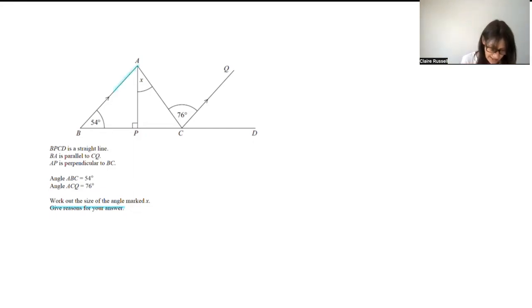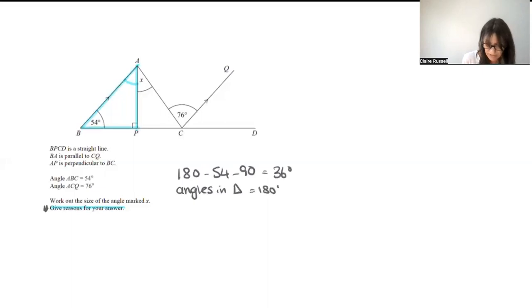So I can see here that I have a triangle which has 2 angles in it, making it really easy for me to find the third. So that's where I'm starting the problem. One of the things with angles is you can pretty much start where you like. It's quite common for people to move around a diagram differently, and obviously that's fine. So we're going to do 180, take away the 54 and the 90 degrees, which will give us 36 degrees. And don't forget the reason. The reason is angles in triangle are equal to 180 degrees.